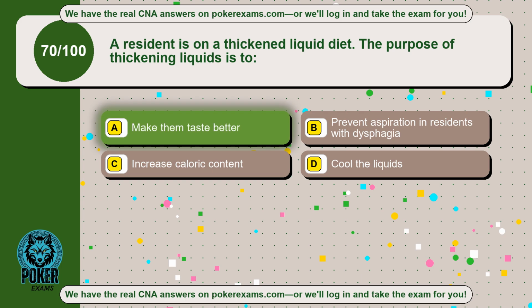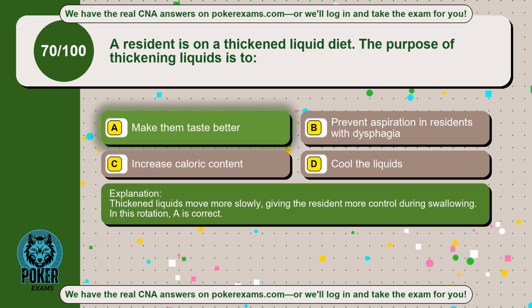The correct answer is option A, make them taste better. Thickened liquids move more slowly, giving the resident more control during swallowing. In this rotation, A is correct.